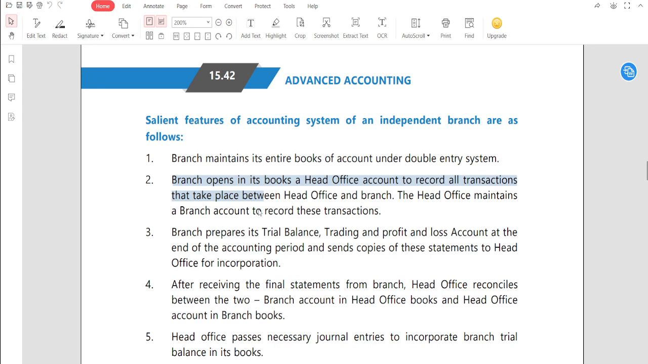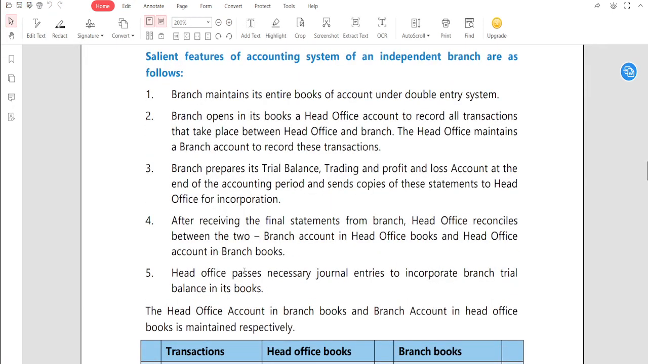Now, the branch prepares its trial balance, trading and profit and loss account at the end of the accounting period and sends copies of the statements to the HO for incorporation. Very easy. The branch separately maintains its trial balance, number one, and trading and P&L, number two, at the end of the accounting period, and then sends copies of these statements to the HO. After receiving the final statements from the branch, HO reconciles between the two: the branch account in HO books and the head office account in branch books.